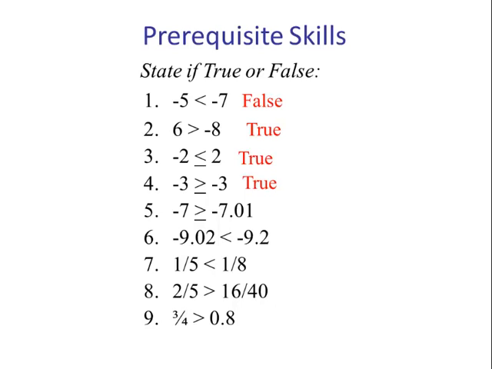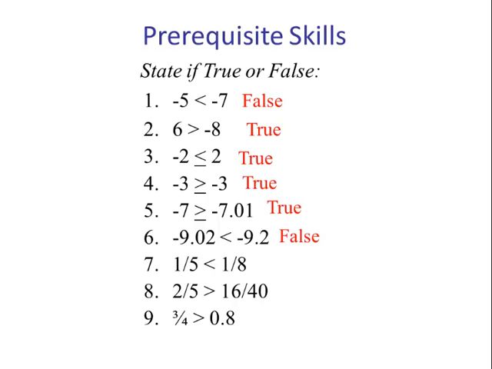Number 5, -7 is greater than or equal to -7.01. This is true because -7 is closer to 0 than -7.01. Number 6, -9.02 is less than -9.2. This is false. -9.02 is greater than -9.2.